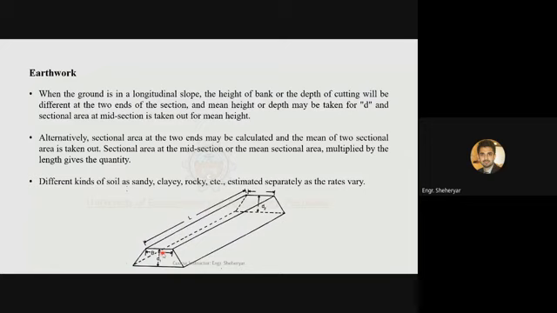Okay. If I take D1 plus D2 and divide them by 2, I'll get the average depth, or I'll get the depth at this midpoint.